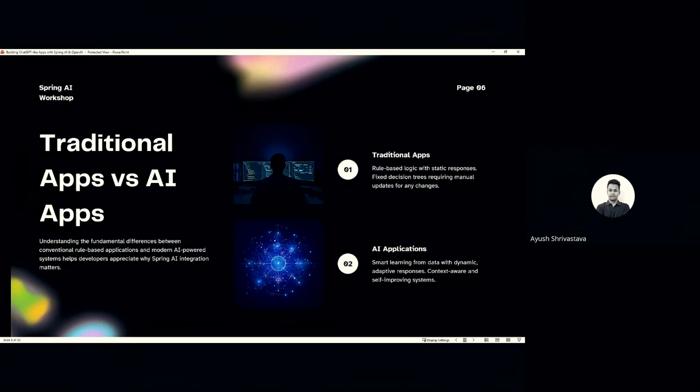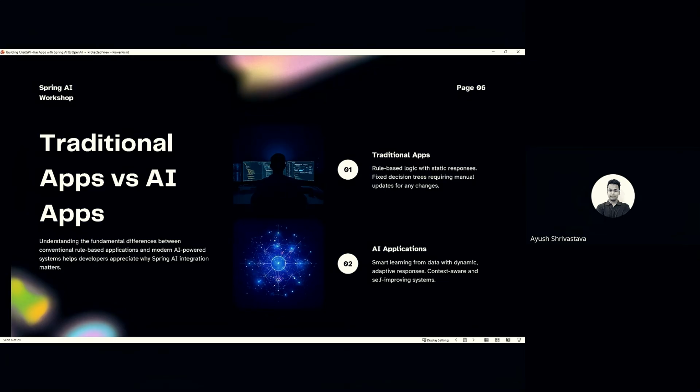Now think about AI applications. AI applications understand the context. For example, if the user says, "I am confused about Java multi-threading," a traditional application cannot understand this, but AI can understand it and explain it. This is the power of AI. Traditional applications are static. AI applications are dynamic. Traditional applications are rule-based. AI applications are intelligence-based. And that's why AI applications are more powerful than traditional applications.